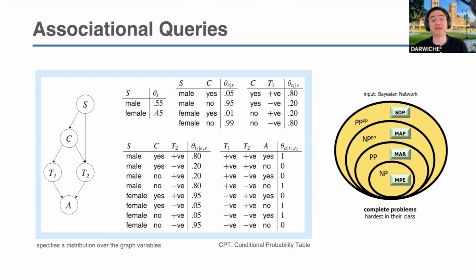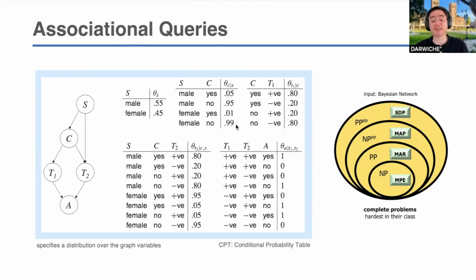There are a number of associational queries that you can ask on a Bayesian network. These are the famous four. This is computing marginals, and this is computing MAP. I'm going to go over these two in particular because the reduction that I'm going to show you will end up using these two queries.